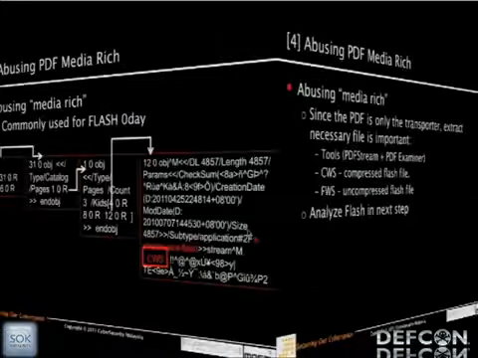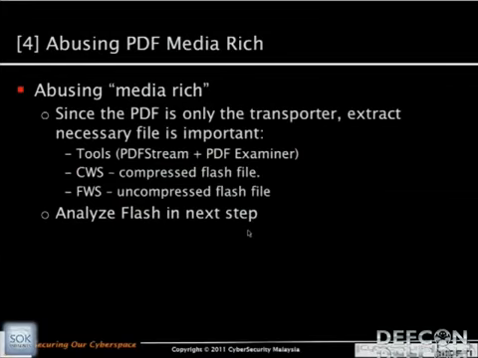If you see, SWF starting with CWS is basically a compressed file, and then FWS is an uncompressed file. PDF is pretty much just the main transporter for this one. You need to extract the Flash file to check what the exploit is, and what kind of shellcode is inside it. Okay, so tools you can normally use are PDF Stream Dumper plus PDF Examiner for this one.